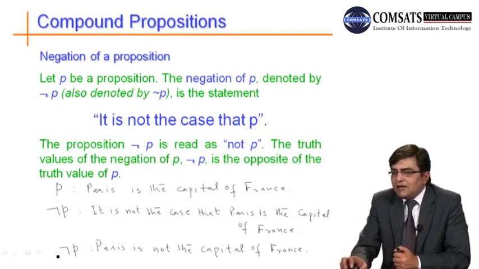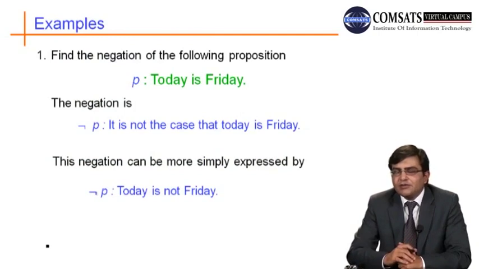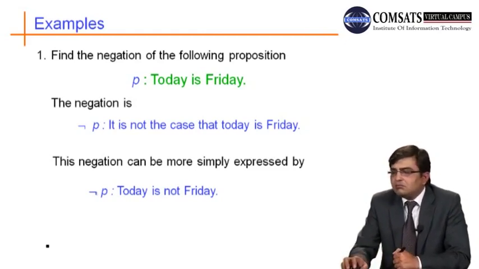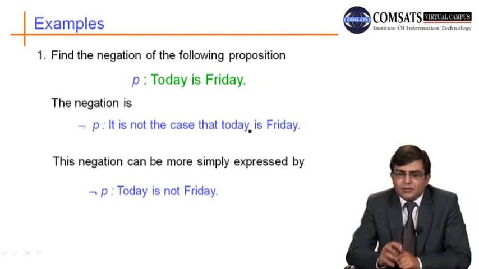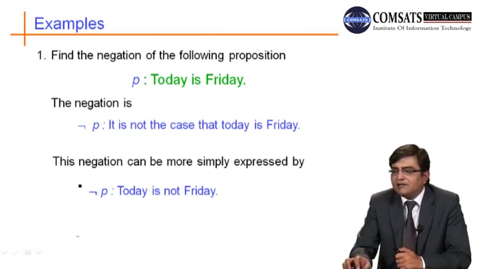Now another example of how to write the negation of P. If we take a proposition P, today is Friday, what is its negation? How do we write the negation of this P? As usual, we can write not P: it is not the case that today is Friday. This is the proper or formal method of writing the negation of P, but we can write the negation more simply as not P: today is not Friday. It's simpler, so we write the negation as in the second form, not P, today is not Friday.